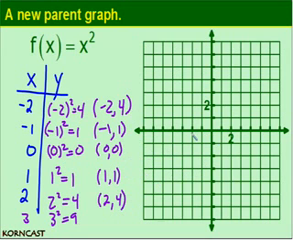And once we get our ordered pairs, now we can go ahead and plot our points: -2, 4, -1, 1, 0, 0, 1, 1, and 2, 4. Now please note that when graphing quadratic equations, we're going to want to have these 5 points. Now let's draw our familiar U shape. And that's the graph of our new parent function.